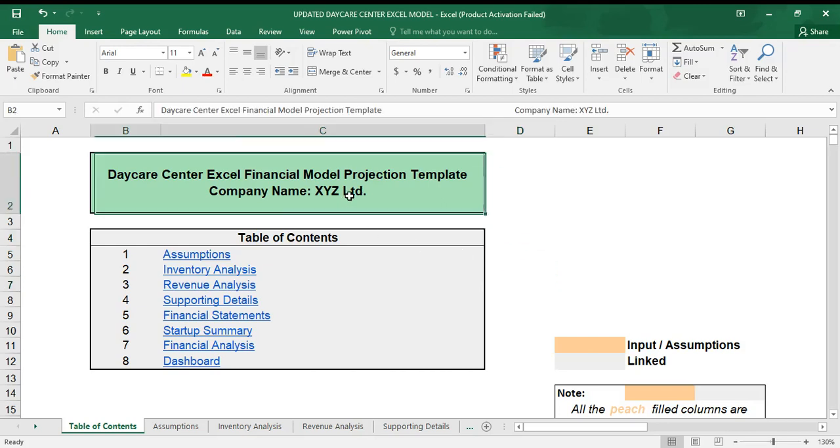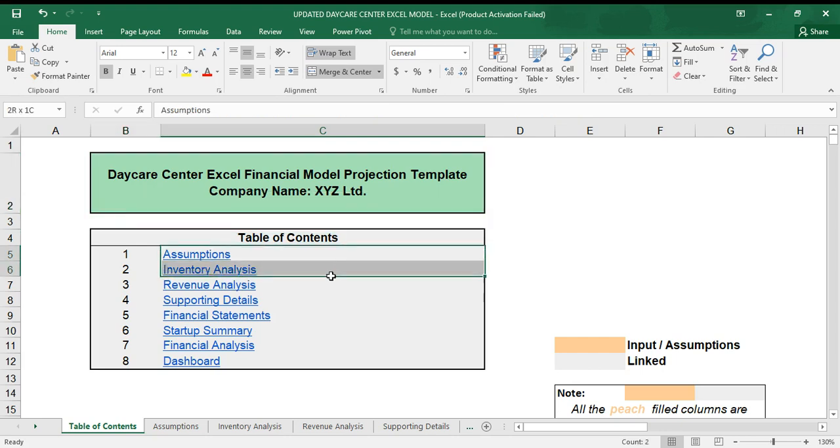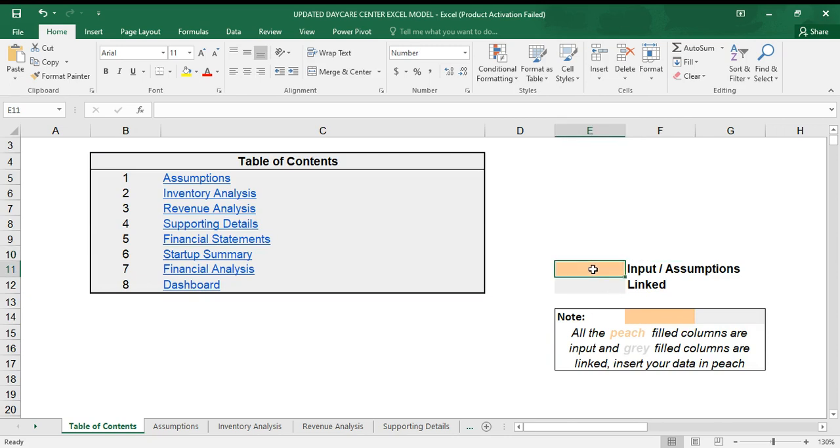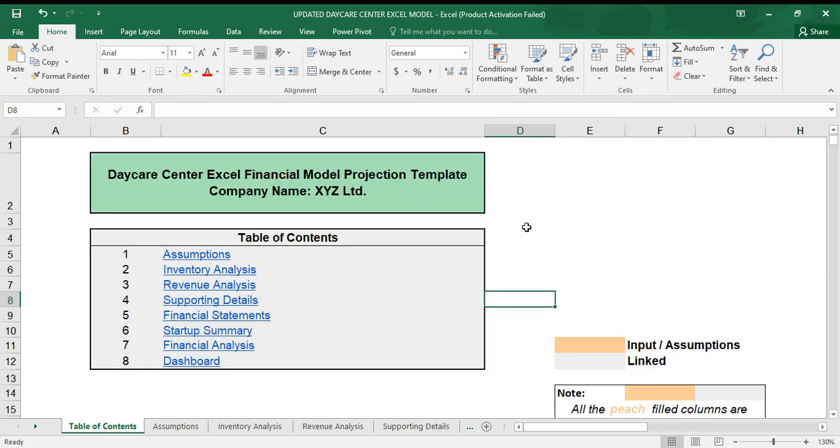Today we are back with a new Excel model, that is Daycare Center Excel Financial Model Projection Template. In order to review this model, we are going to go through 8 different sheets. But before reviewing this model, please note that these blue cells represent the input cells and the gray cells are representing the range cells.